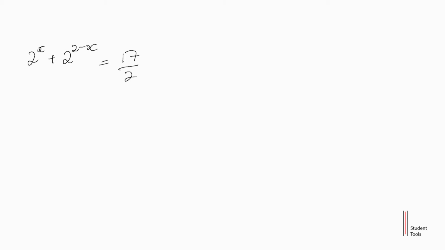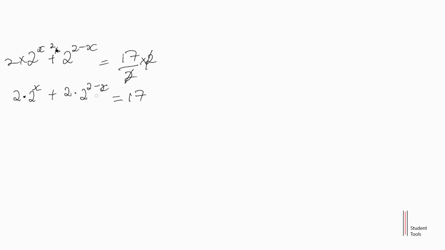Alright, first step, let us get rid of this fraction. So we will multiply everything by 2, and here we will multiply with a 2, multiply with a 2 here as well, such that this will be 2 multiplied by 2 to the power x plus 2 multiplied by 2 to the power 2 minus x, and here this 2 will cancel this 2, so this means this is equal to 17.